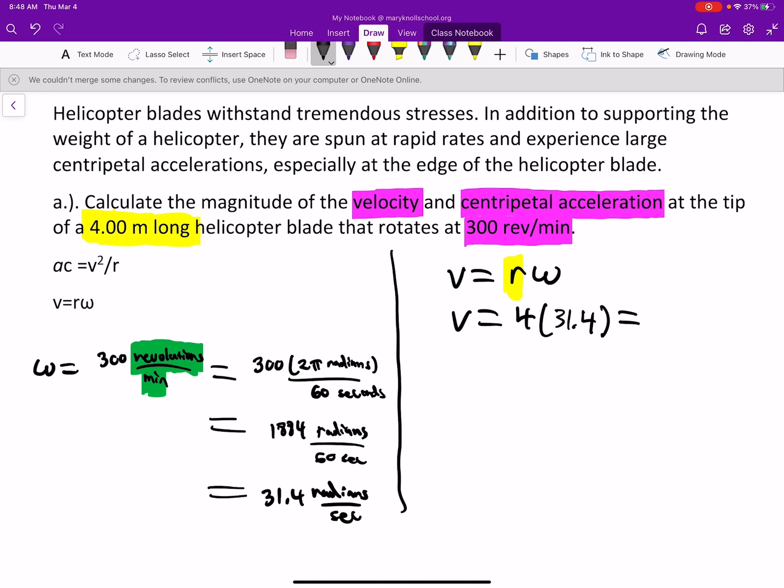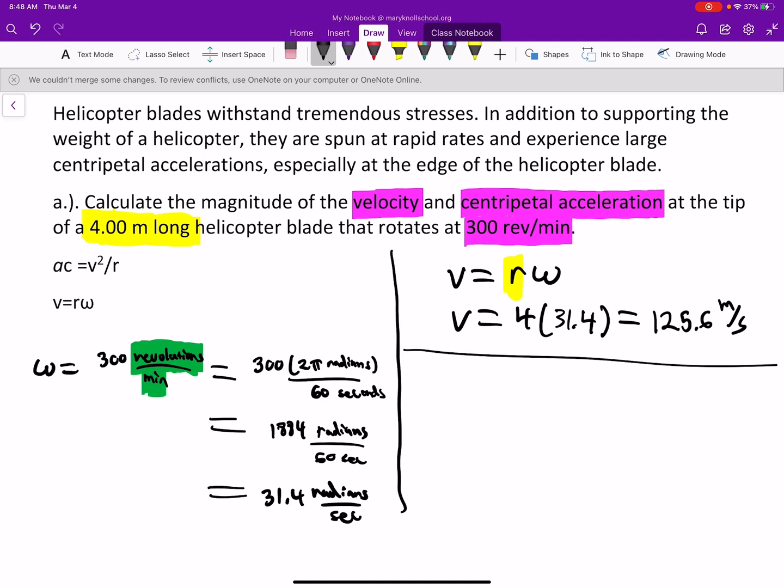So 4 times 31.4, and I get 125.6. And that should be in meters per second. All right, next one.